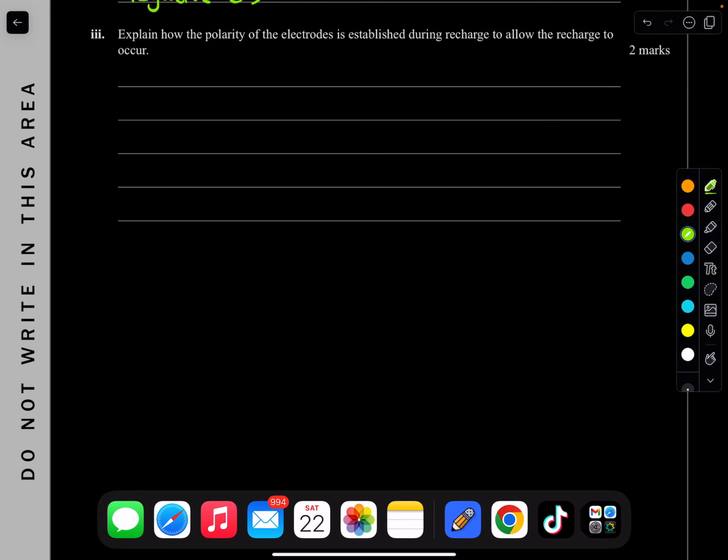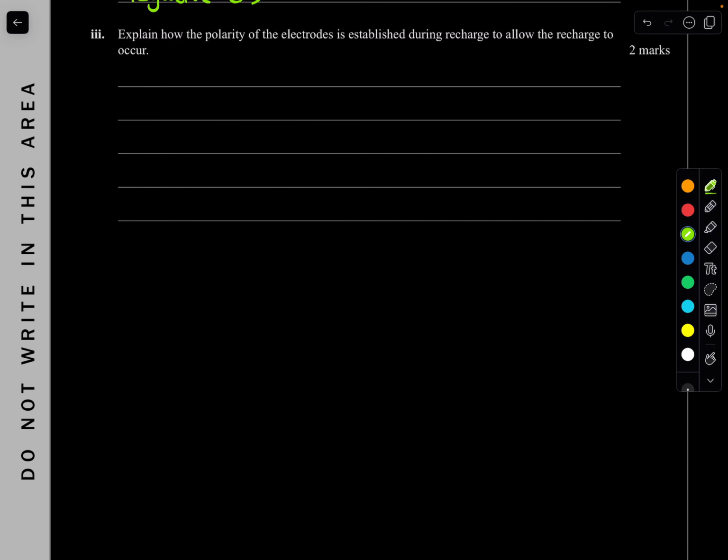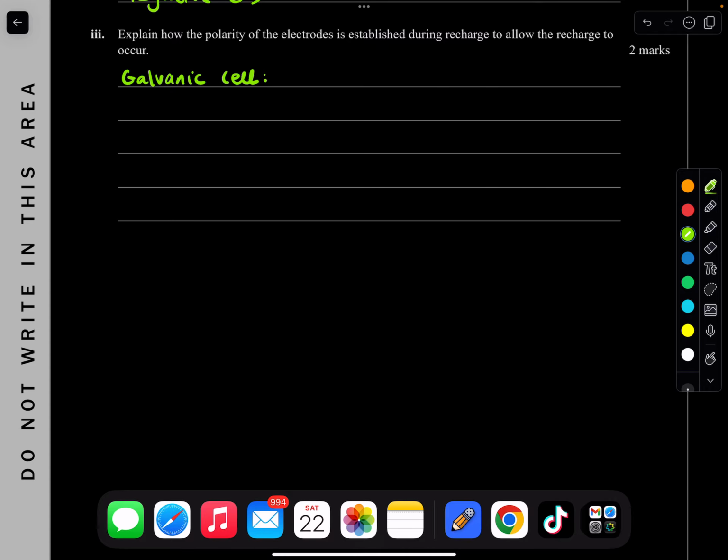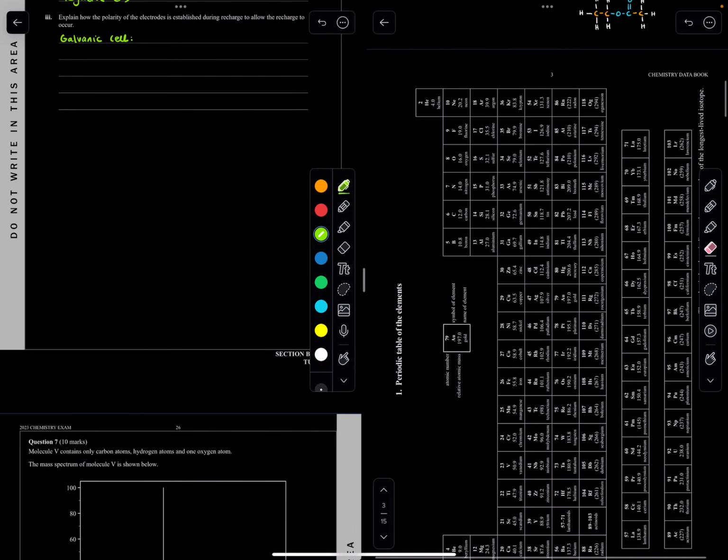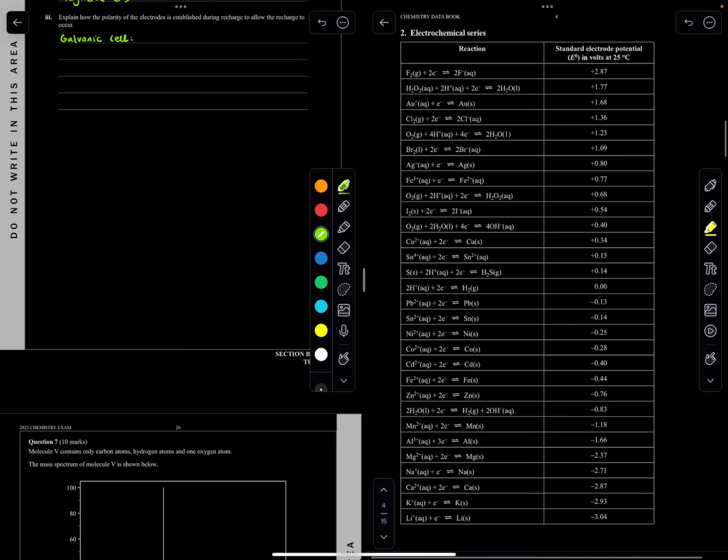Say we're creating a galvanic cell right now. I'm going to write a galvanic cell. And say we react things that are spontaneous. Let's say we react, for example, chlorine gas and sodium. Say we were reacting these two here.